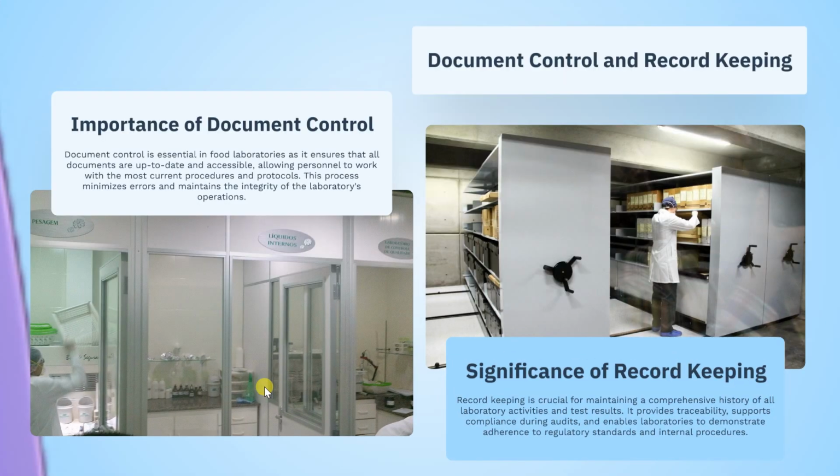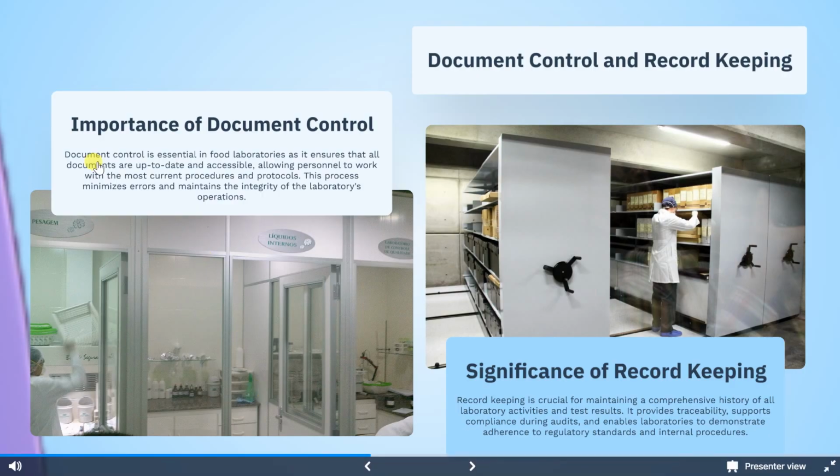Now, the other importance of document control is likely to be achieved once the standard is implemented. Document control is essential in food laboratories as it ensures that all documents are up to date and accessible, allowing personnel to work with the most current procedures and protocols. This process minimizes errors and maintains the integrity of the laboratory's operations.